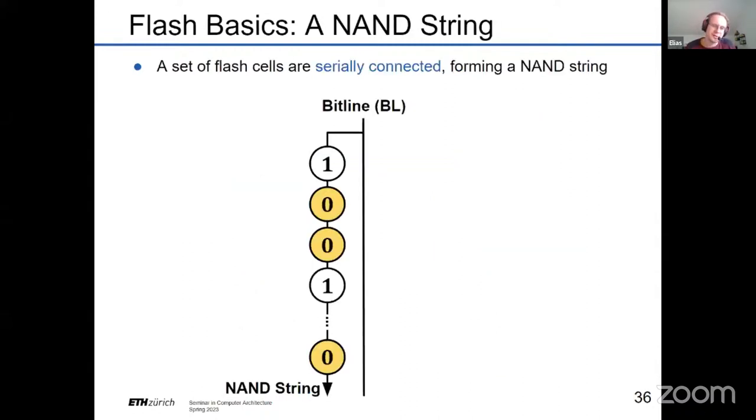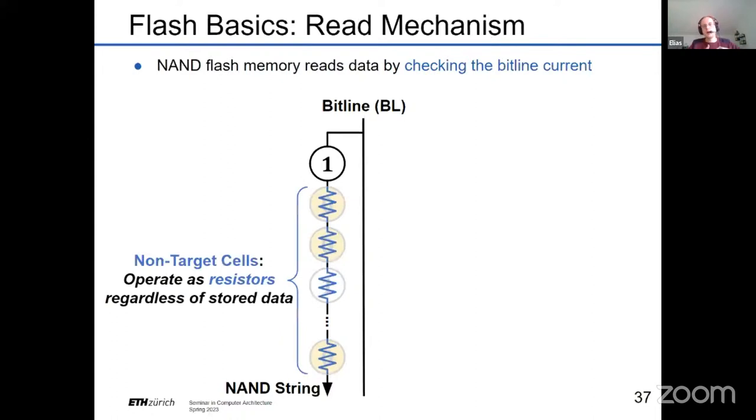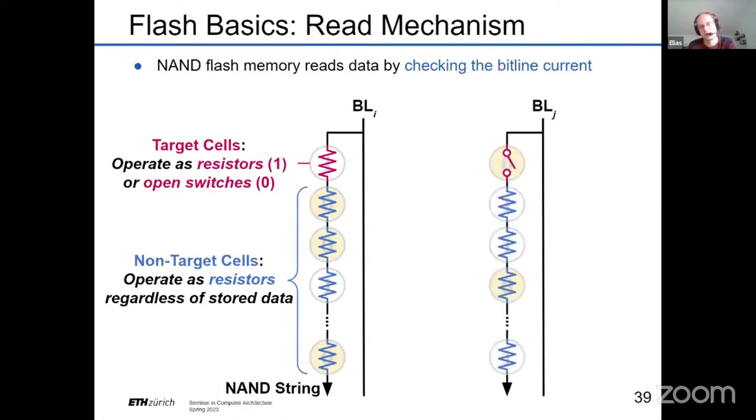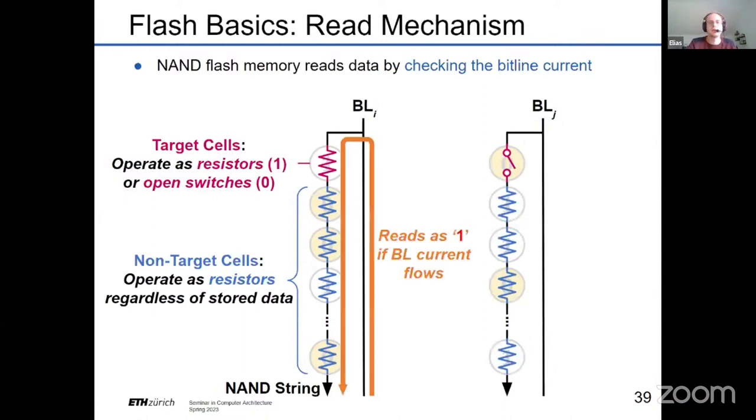So multiples of these cells are then tucked together into a string. They're serially connected and then attached to the bit line. So if we want to read one of these cells, we set the threshold voltage for the non-target cells such that they're always conducting. And then we read the current on the bit line. And if it's a one, it's conducting. And here is the other case where it's a zero, so it's an open switch. So if the current can be drained through the NAND string, we know there was a one in the flash cell. And if it can't, we know it was a zero.